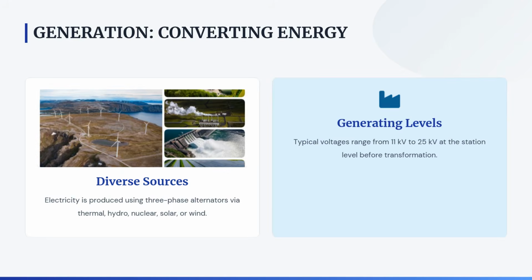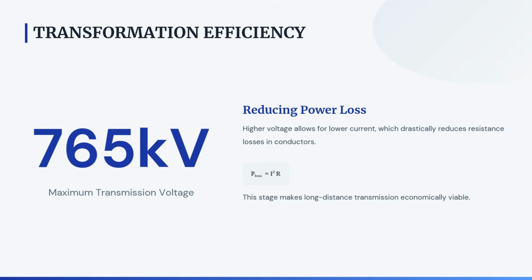Generation occurs at power plants where 3-phase alternators convert mechanical or primary energy into electricity. Typical generating voltages range from 11 kilovolts to 25 kilovolts. We generally don't generate at higher voltages right away because the cost and size of the equipment and insulation required would be astronomically high. After generation, step-up transformers increase the voltage to extremely high levels, sometimes reaching 765 kilovolts.